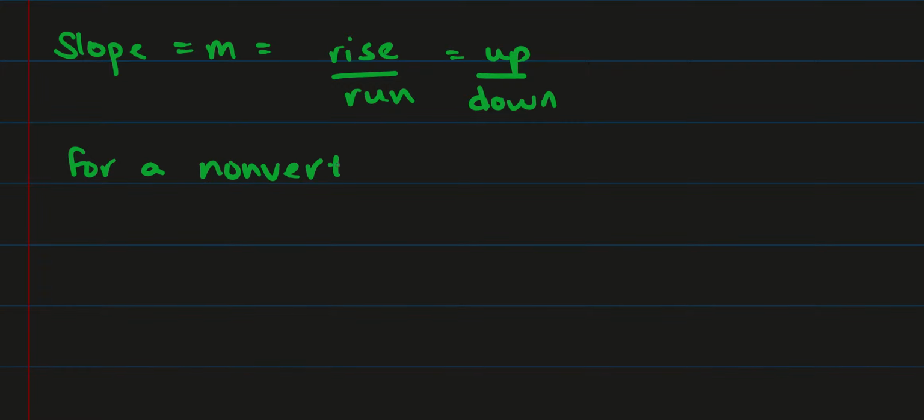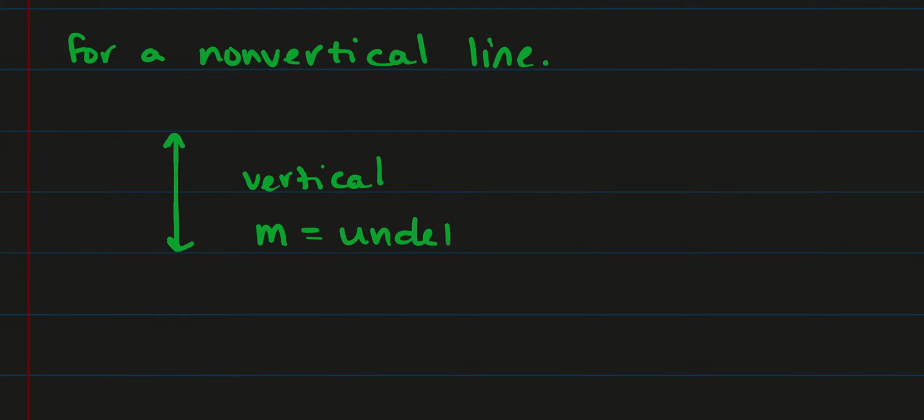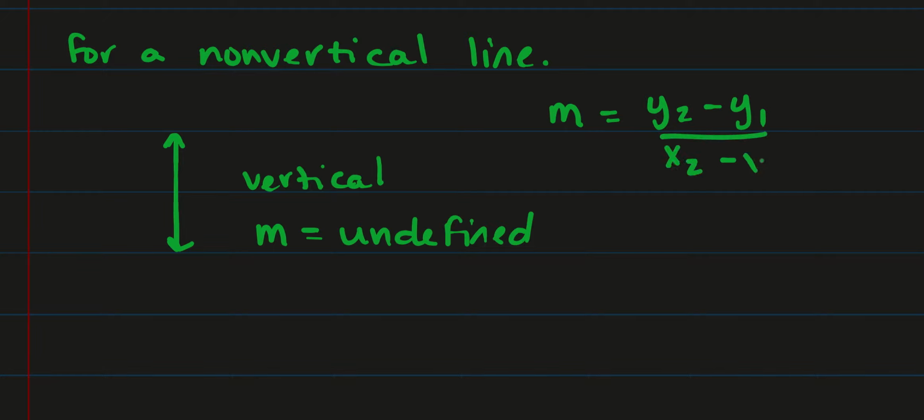So what if we have a vertical line? What is the slope of that line? A vertical line is a line that goes straight up. This is vertical. When we have a line like this, the slope is undefined. What's going to happen is when you try to find the slope, which is y2 minus y1 divided by x2 minus x1, you're going to get a 0 on the bottom.